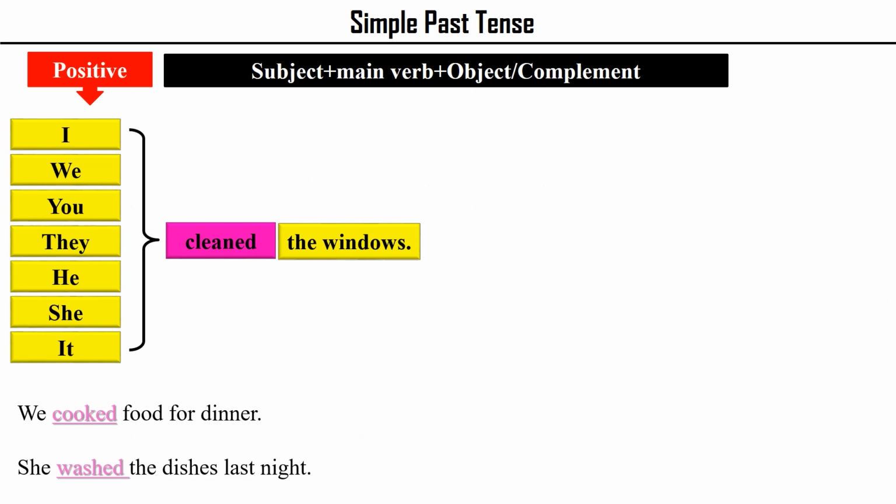She washed the dishes last night. She is the subject. Washed is the main verb, the second form of the verb. The dishes is the object and last night is the time expression.